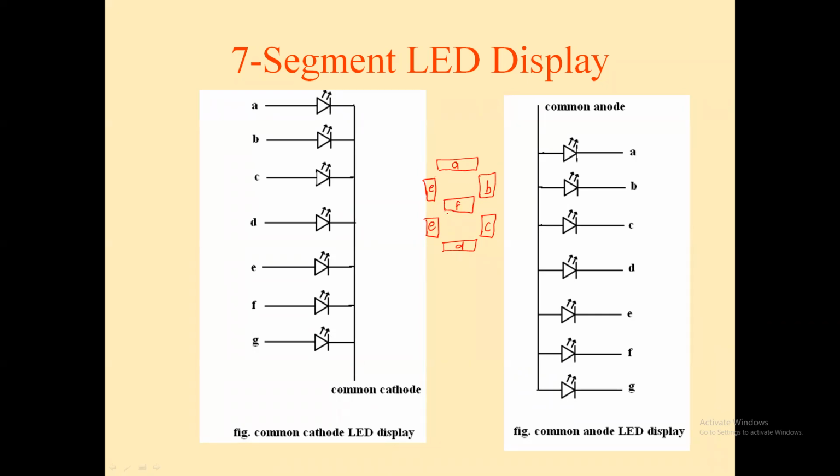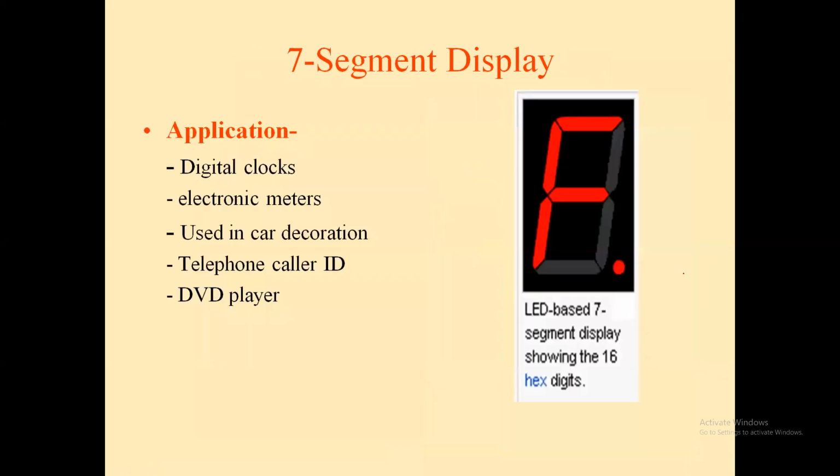And how they are connected together, in these two ways, common anode or common cathode. These are the two types. And now how it looks, see that. This is the actual image, the actual display of a 7-segment LED display device.